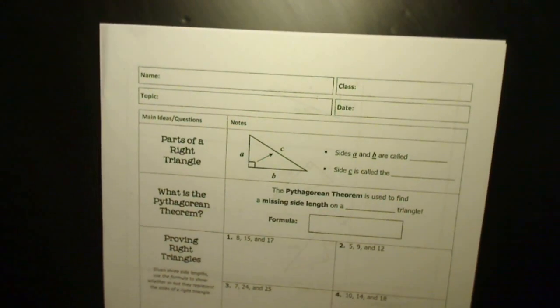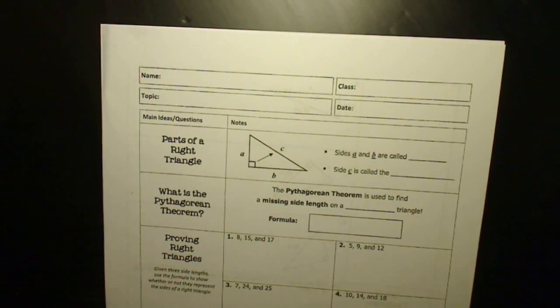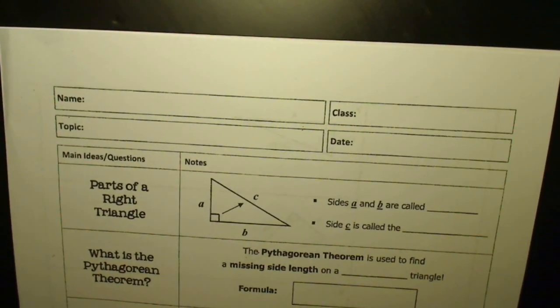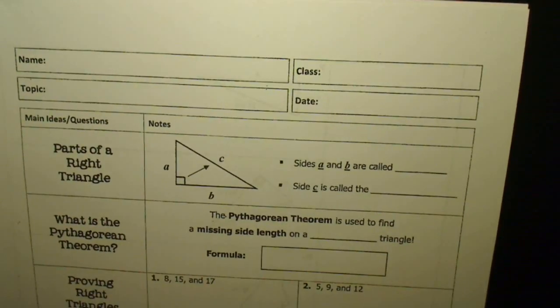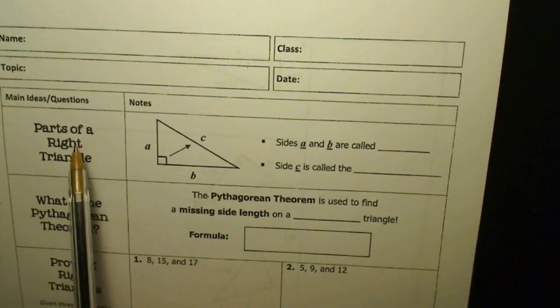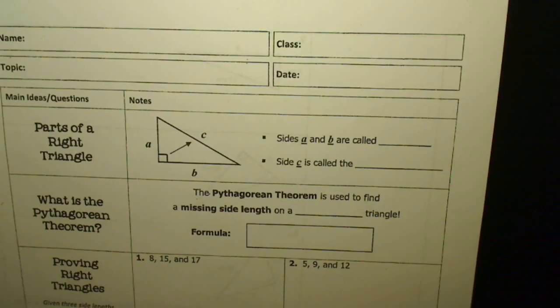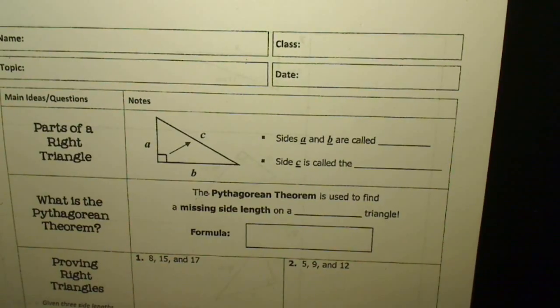All right, so now let's get started taking some notes on the Pythagorean theorem. Okay, here we go. If you will please look at your sheet that you were given, we're going to go through and fill in the blanks and talk about it. So we're going to talk about the parts of a right triangle. And these are the parts. We have A, B, and C.